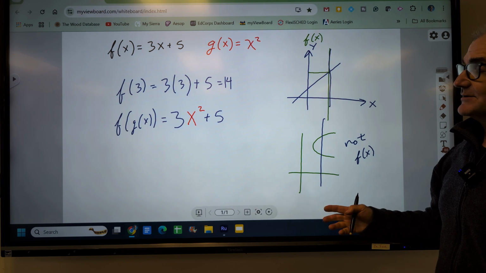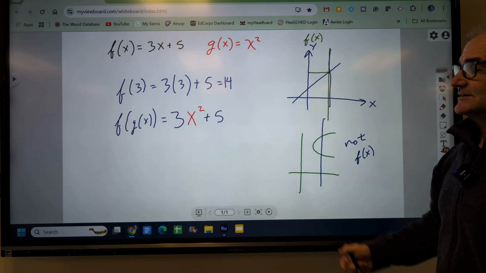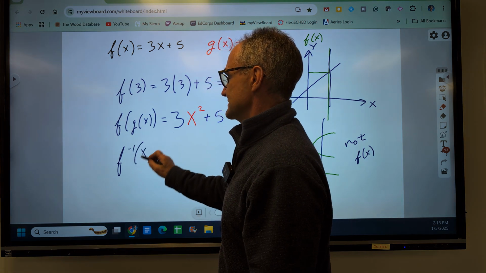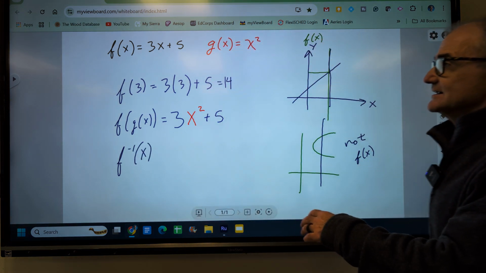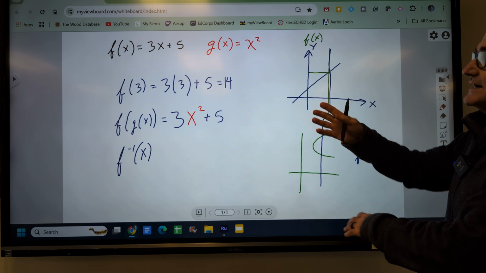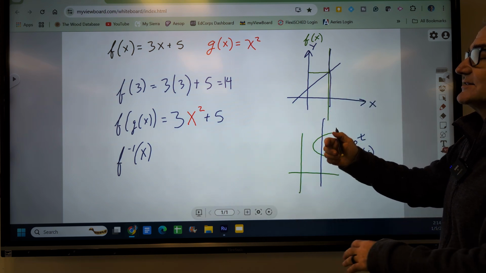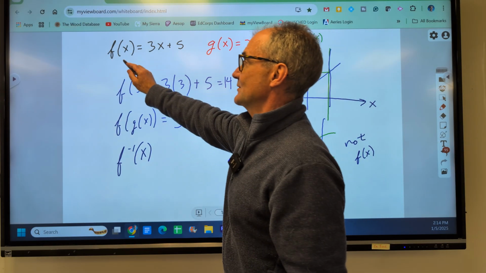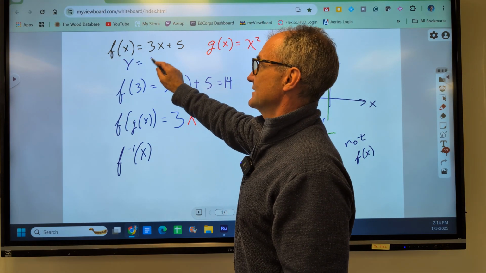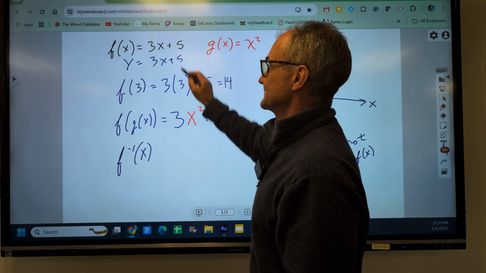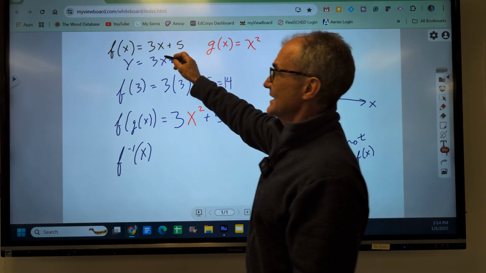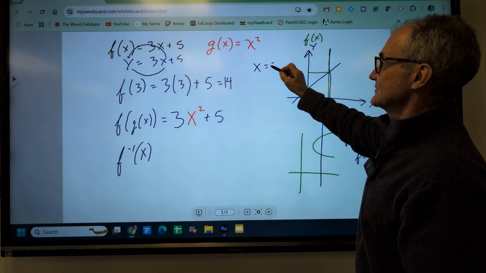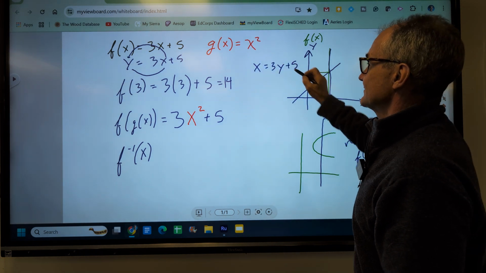Okay, then the next step I was going to look at is inverse functions. The way you write inverse function is f to the negative 1 of x. What that is saying is flip the y's and the x's around. So wherever there's a y, put an x. Wherever there's an x, a y. So f of x and y are the same. So my original function is y equals 3x plus 5. If I am looking for the inverse, I swap my x's and y's. So I have x is equal to 3y plus 5.